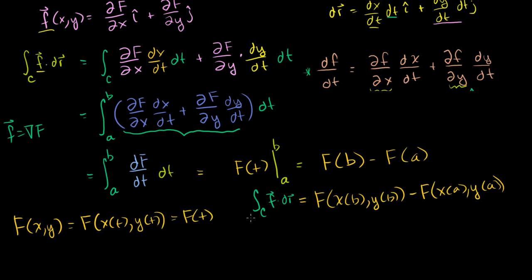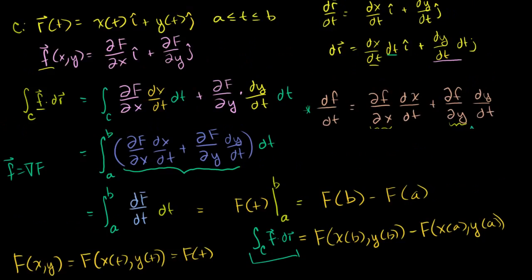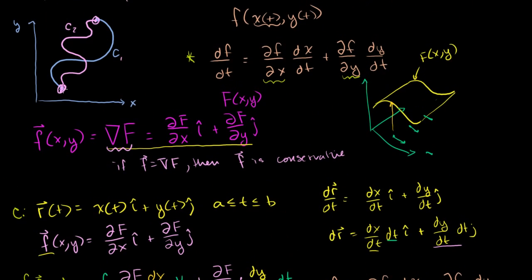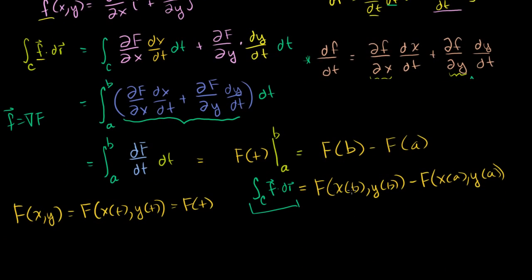But what that tells you is that the value of this integral is only dependent on our starting point, t is equal to a, which is the point x of a, y of a, and the ending point, t is equal to b, which is x of b, y of b. That integral is only dependent on these two values. How do I know that? Because to solve it, I just had to evaluate that thing at both those two points. I didn't care about the curve in between.